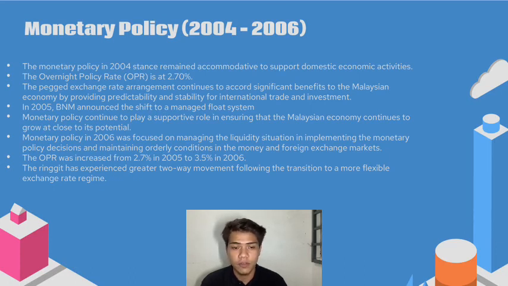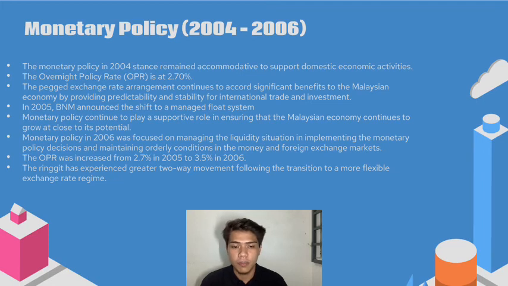In 2005, BNM announced the shift to a managed float system. Therefore, monetary policy will continue to play a supportive role in ensuring that the Malaysian economy continues to grow at close to its potential. The OPR will remain unchanged at its current level of 2.7%.